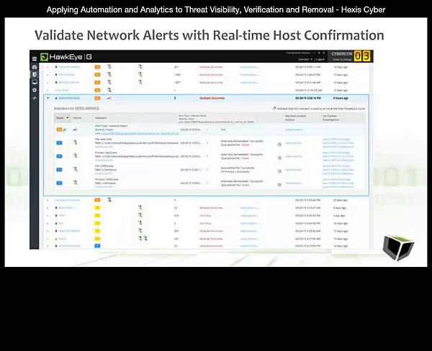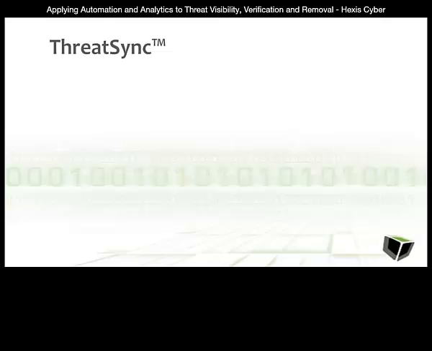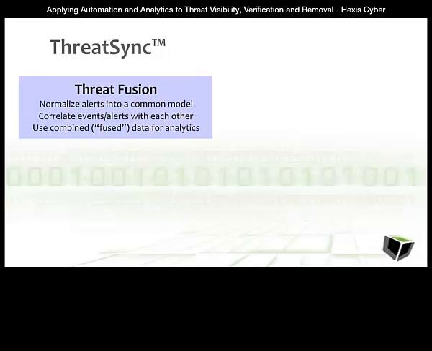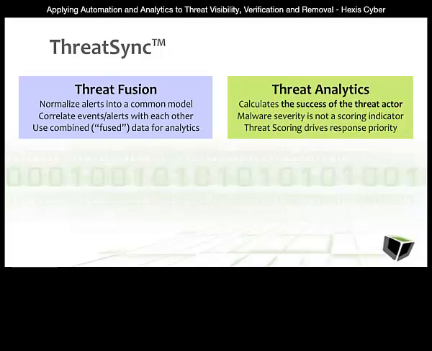So that leads to what we talk about, this new technology in HawkEye G that we call ThreatSync. In order to do that endpoint and network correlation, we have a set of capabilities to normalize alerts into a common alert model, and we do that through our threat fusion. We take all that threat fusion and we normalize end user endpoint activity and indicators, network indicators and activities, third-party network activity and indicators. We fuse it together into a common model, and we bring it into our threat analytics. And the threat analytics calculates that threat score.